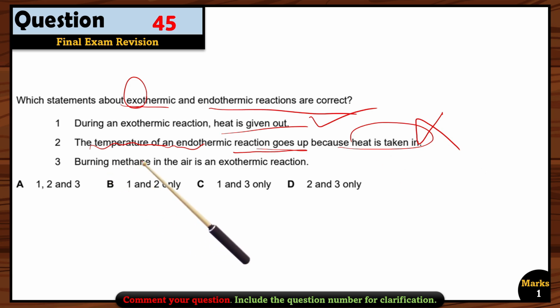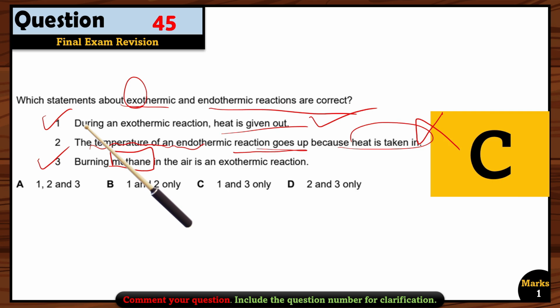So now the third option, burning methane. Methane, we already know, is a part of natural gas. So whenever you are burning a fuel, the reactions are always exothermic. They give out a lot of heat. So options 1 and 3 are the right options. That is option C.